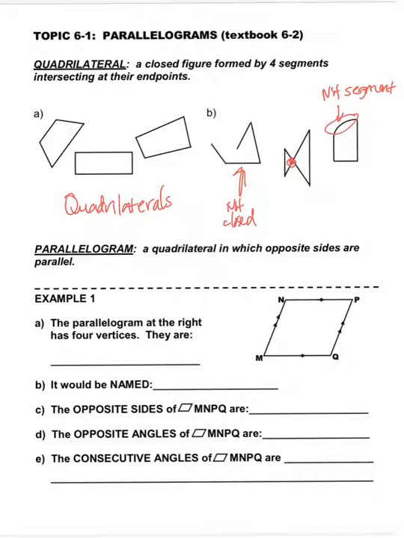Alright, so going over the definition, a parallelogram is going to be a quadrilateral, so it's going to have four sides, and then your opposite sides are going to be parallel.